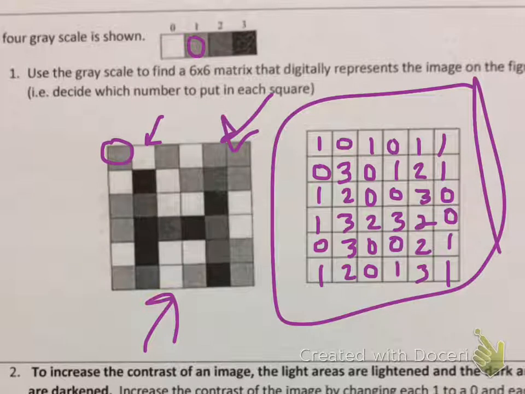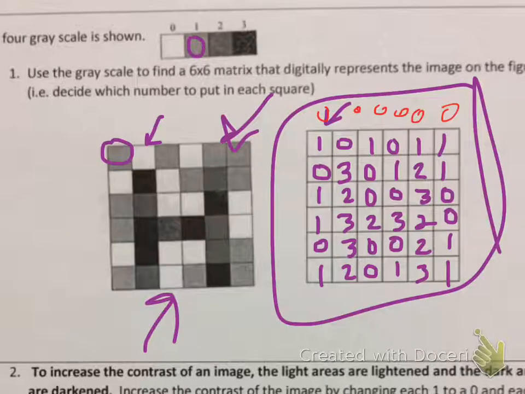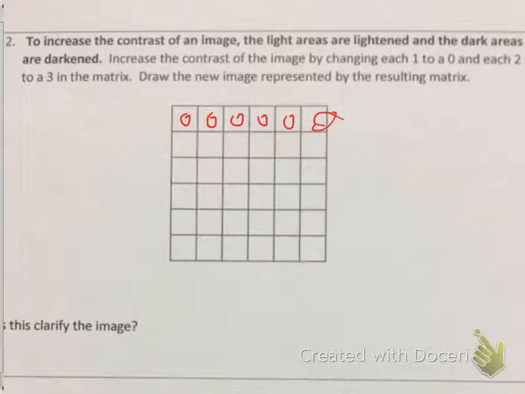So instead of having 1, 0, 0, we would change the 1s to 0. So I would be on this top row here. I'd be 0, 0, 0, 0, 0, 0. So that's what we were going to put over here because all of our 1s changed to 0s. And then it said keep the 3s 3s, but it also said change the 2s to 3. So I'm going to go 0, 3, 0, 0, 3, 0.